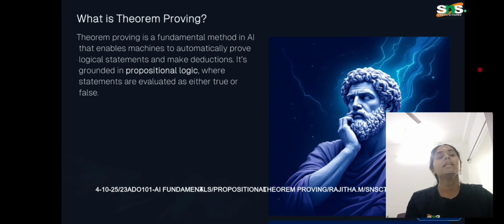For example, if we know all humans are mortal and Socrates is human, the computer can logically conclude Socrates is mortal. This process is the backbone of automated reasoning in AI, helping them make decisions based on fact.